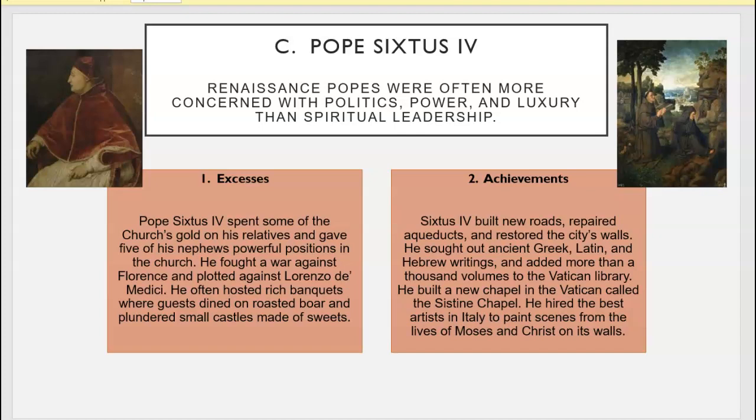His achievements. Sixtus IV built new roads, repaired aqueducts, and restored the city's walls. He sought out ancient Greek, Latin, and Hebrew writings, and added more than 1,000 volumes to the Vatican Library. He built a new chapel in the Vatican called the Sistine Chapel. He hired the best artists in Italy to paint scenes from the lives of Moses and Christ on its walls.